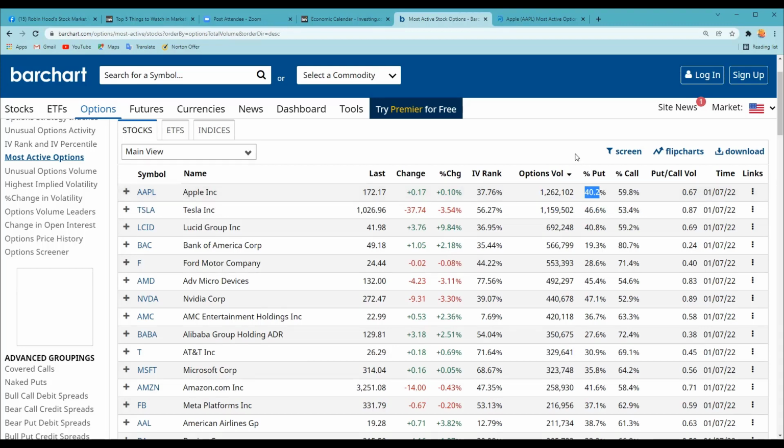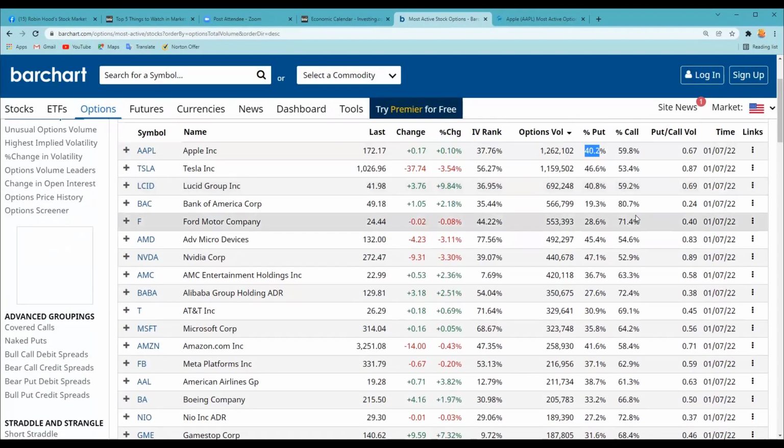So rather than listening to people, especially on social media, getting their ideas, do you think the stock's going to go up or down? Follow the money, see where they're investing the money and where they're putting this money. Are they betting the stock's going to go down or betting it's going to go up?